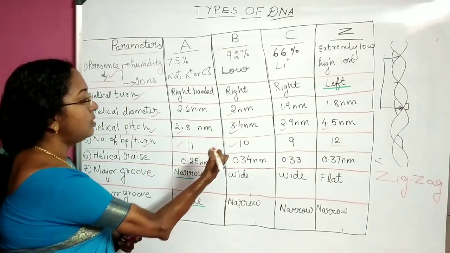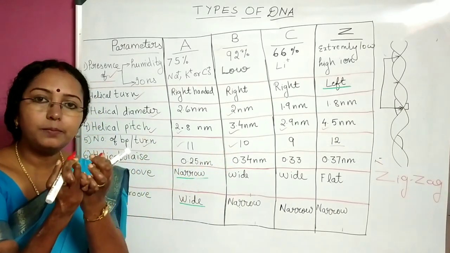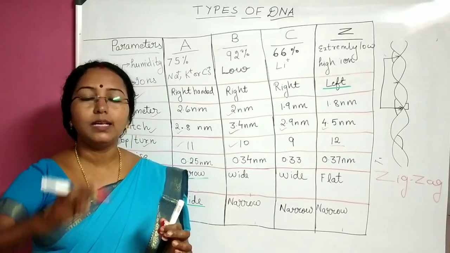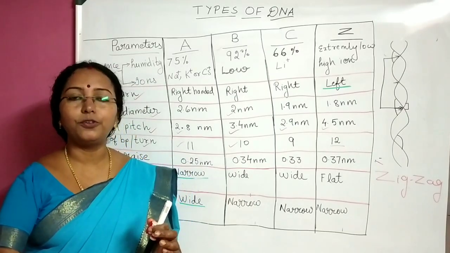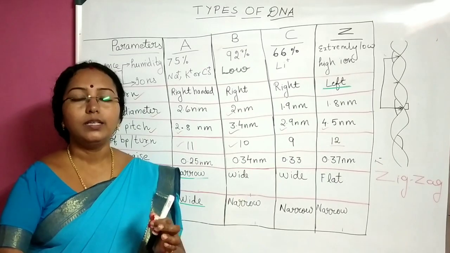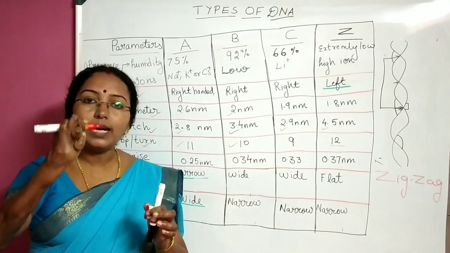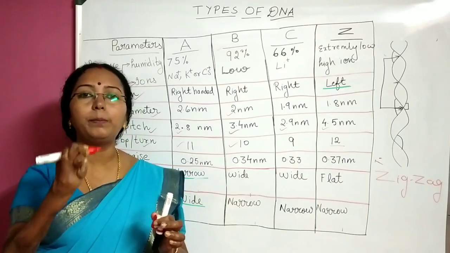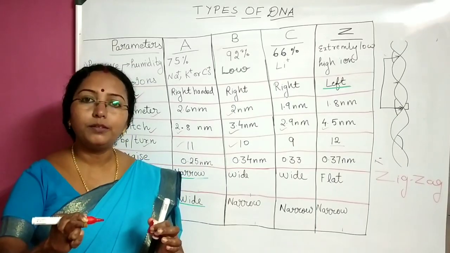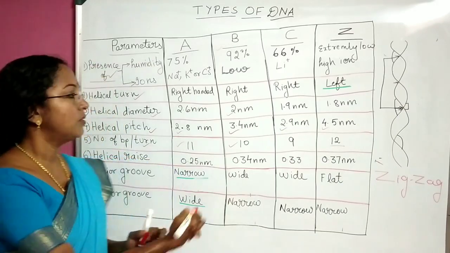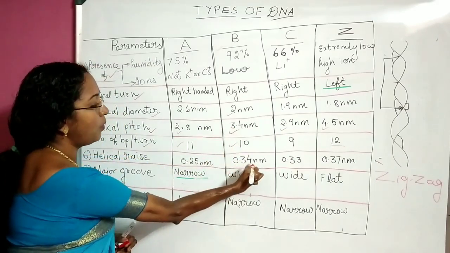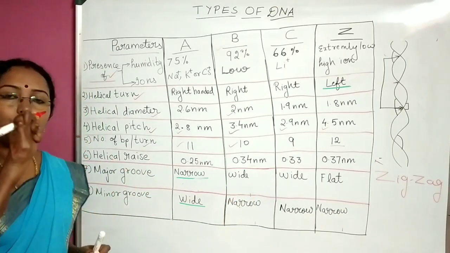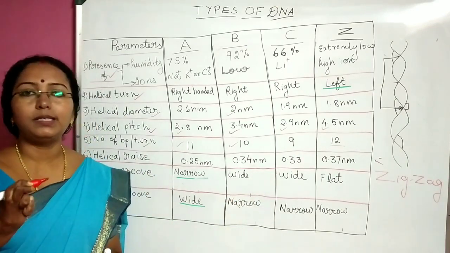So, what is the distance between two adjacent base pairs? In one turn there are 10 base pairs and the total distance is 3.4 nanometer. Okay, so what is the distance between two adjacent base pairs? It will be the total distance divided by the number of base pairs. That is 3.4 divided by 10. So 3.4 divided by 10 is 0.34 nanometer. That is the distance between two adjacent base pairs.